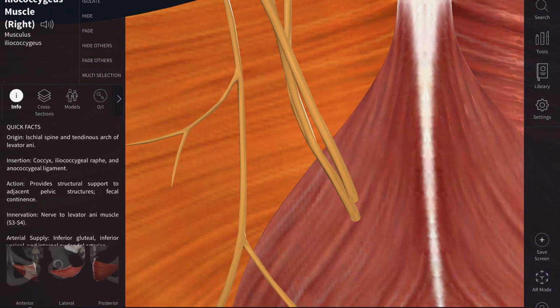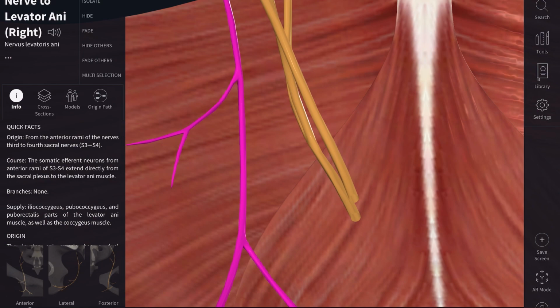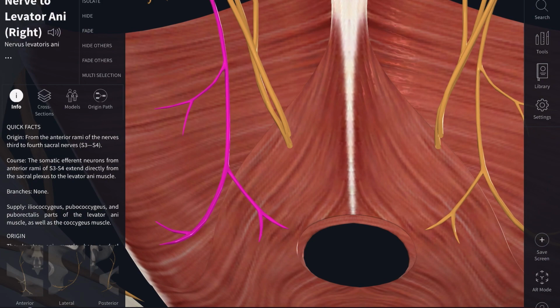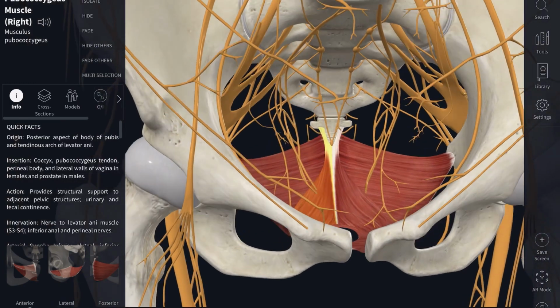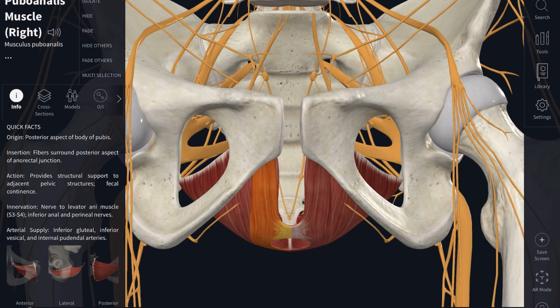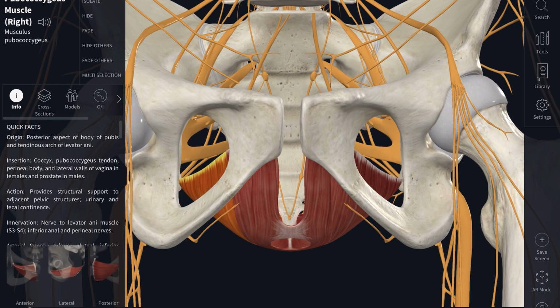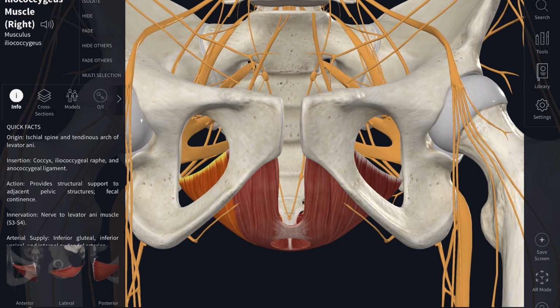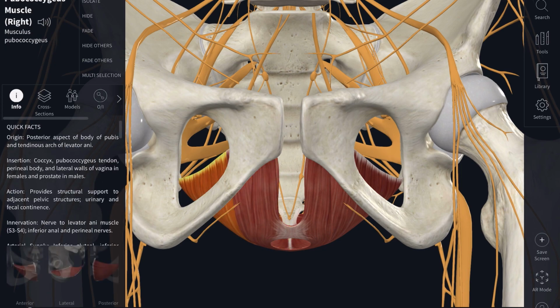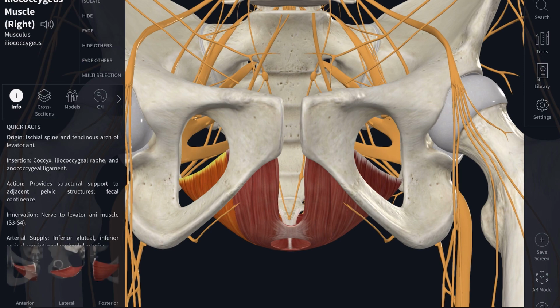Last but not least, I want to highlight this nerve here that I didn't cover, which is the nerve to levator ani. And levator ani is basically a group of muscles that form the pelvic floor. It divides the pelvis from the perineum. And you can appreciate the different muscles that make up the levator ani from this inferior view. Here I'm highlighting puboanalis, also known as puborectalis. Lateral to it is the pubococcygeus, and most lateral is the iliococcygeus. So again, puboanalis, pubococcygeus, and iliococcygeus.